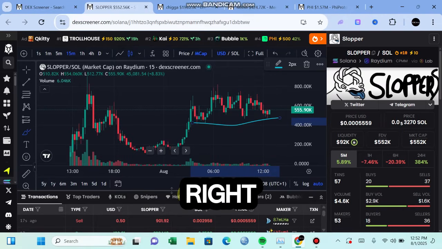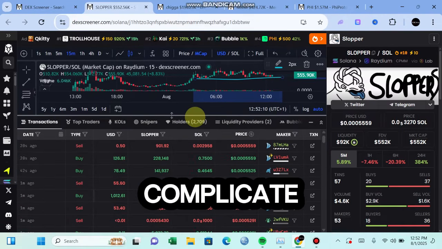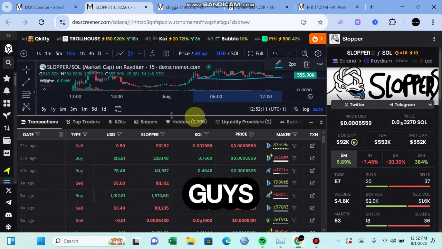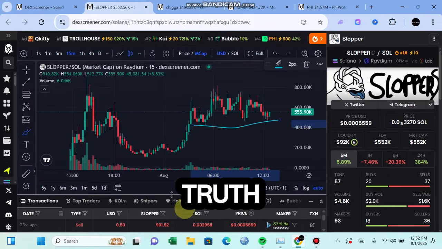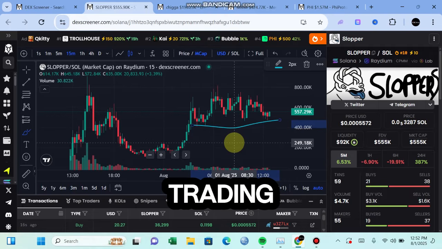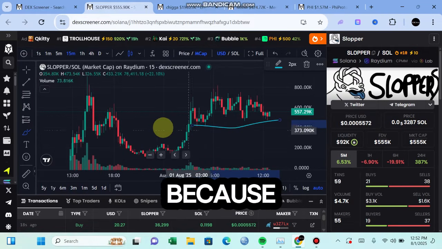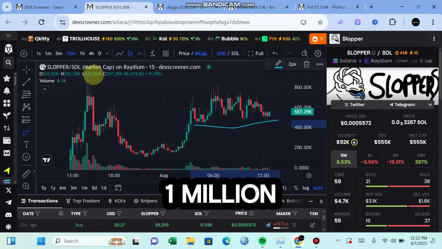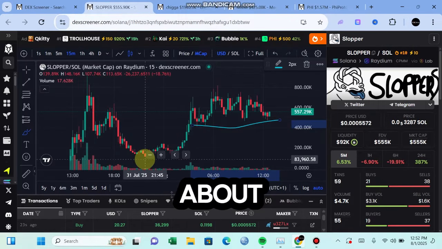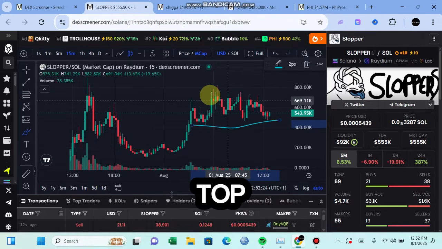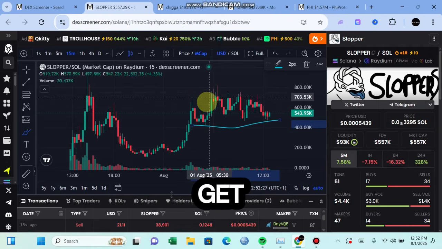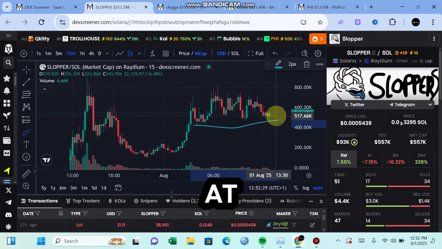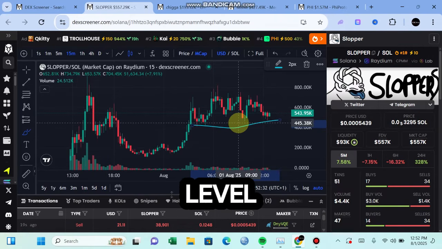Well, as you can see, right? So I don't want to complicate things for a lot of you guys, but I understand that you are newbies. So the basic truth is that for memecoin trading, you don't buy at the very top. Because as you can see, the coin got to 1 million, it traced down to about 85k, and now its top is at 500k. At this particular place, this is kind of a support level.